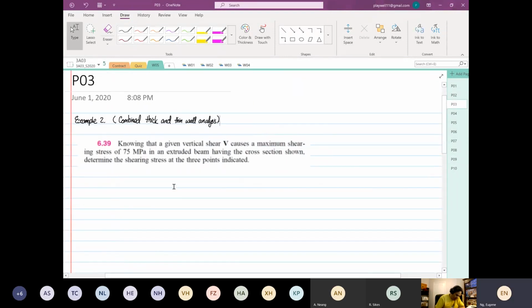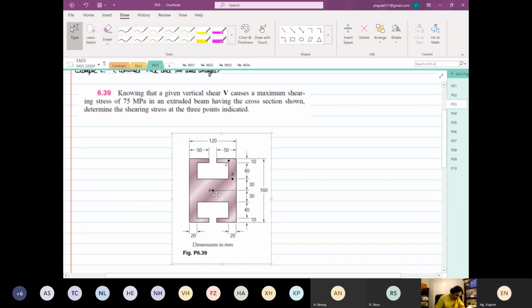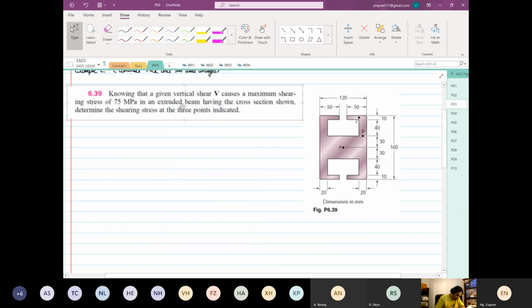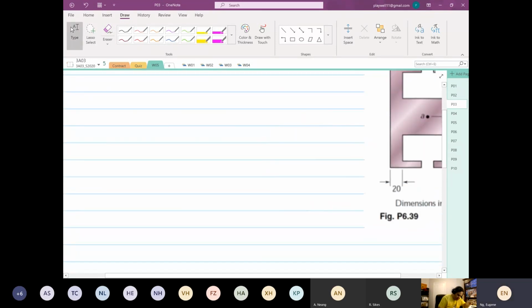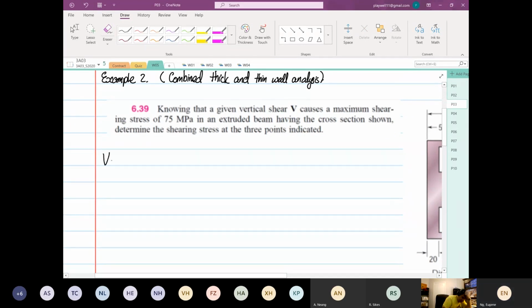A very similar problem set to what you see down here. So we are given Vmax. What do I mean by Vmax? Tau max is equal to 75 times 10 to the power 6 Pascal. We're given it. Determine the shear stresses at the 3 points indicated. Again, a very similar format. They're giving you tau max because they want you to relate V over I, which is constant for everyone, as long as you have your Q max over here and you divide by t.